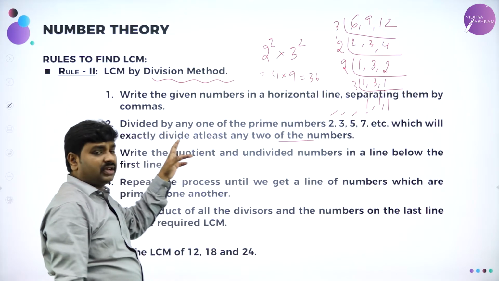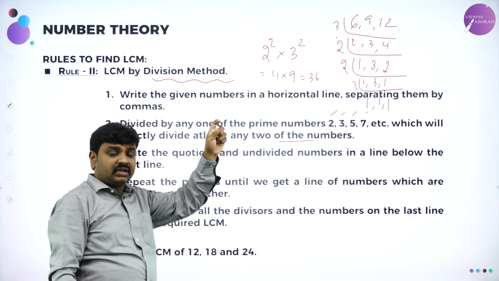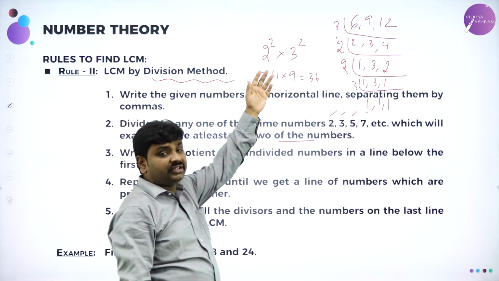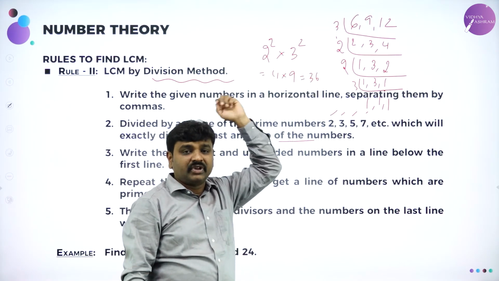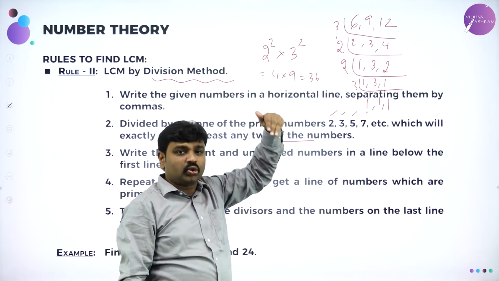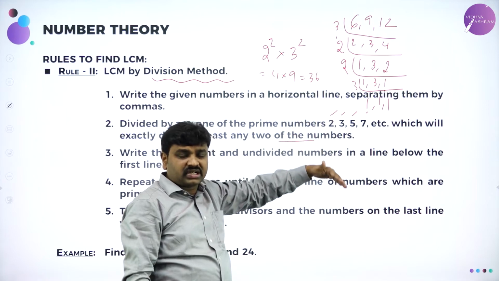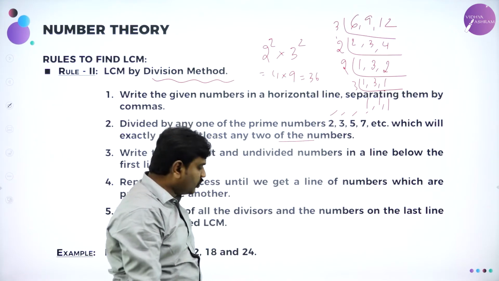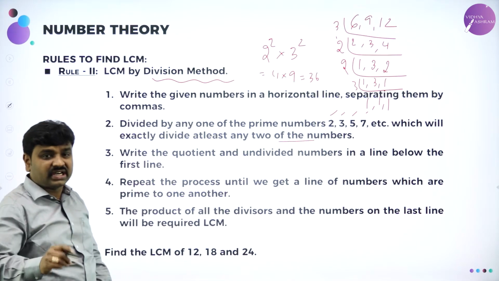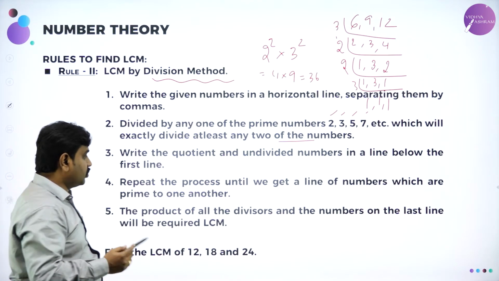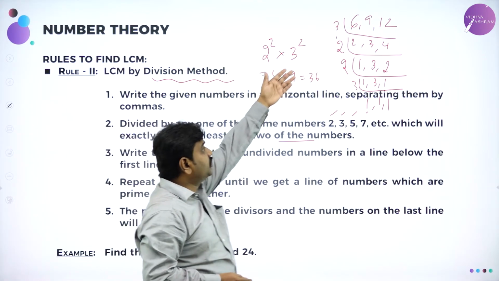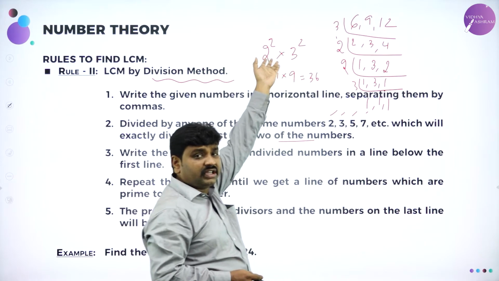Then divide them with a prime factor, selecting the prime factor which will divide more numbers in the horizontal line. If a number is divisible, divide and write the quotient. If it is not divisible, carry the number as it is, and repeat the process until you get 1, 1, 1. We'll do as many problems as possible to understand this concept better. After you see how many times each factor occurred, write them and multiply.